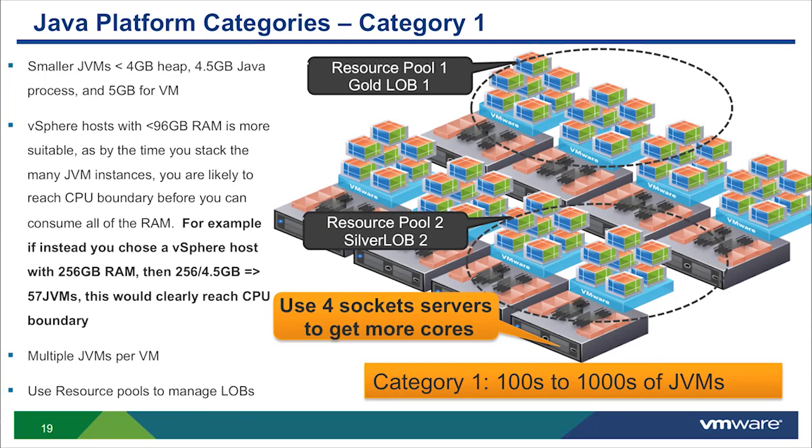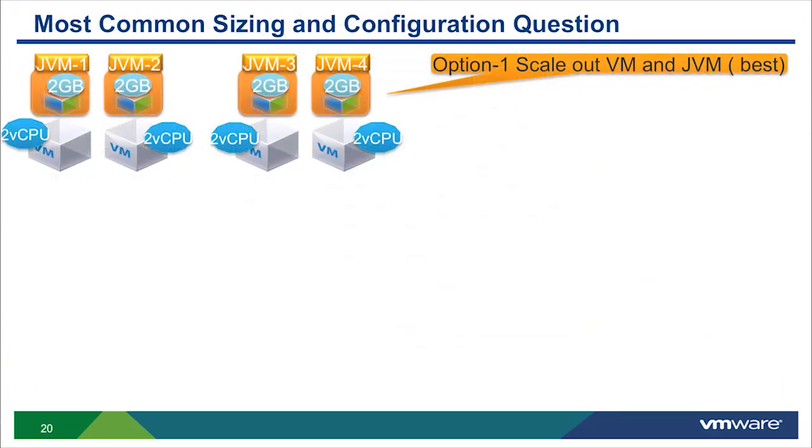Now, we took a look, and we did a performance study to prove this out. When you consolidate JVMs, do you really save on CPUs? Here, I've got a situation of 4 JVMs deployed on 4 2-vCPU VMs.